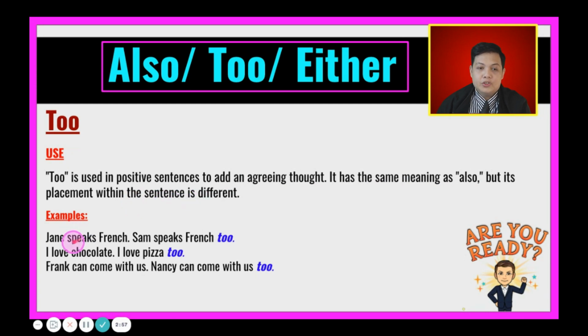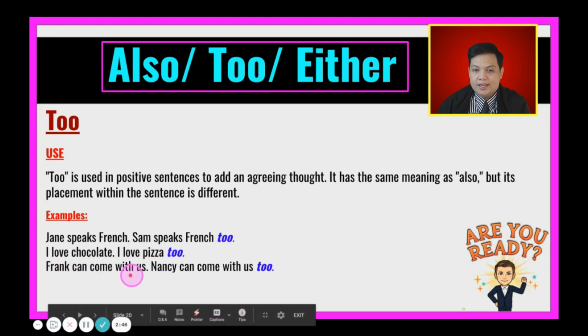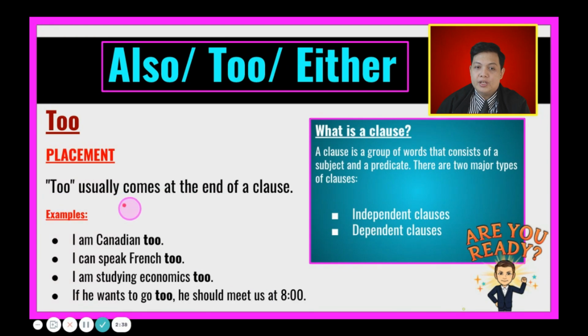For example, Jane speaks French. Sam speaks French too. I love chocolate. I love pizza too. Frank can come with us. Nancy can come with us too. Now too usually comes at the end of a clause.